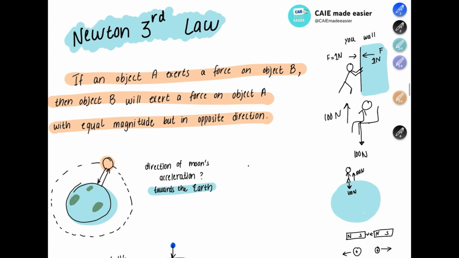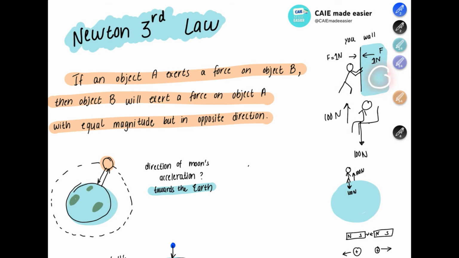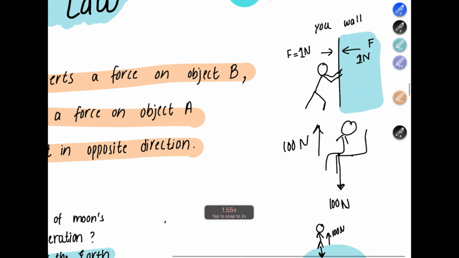This states that if an object A exerts a force on object B, for example, if you are exerting a force on the wall, your object A is exerting the force on object B, then object B, the wall, will exert a force on object A with equal magnitude but opposite direction. For example, if you are pushing the wall by applying a force of 1 Newton, the wall is also applying the same force of 1 Newton.